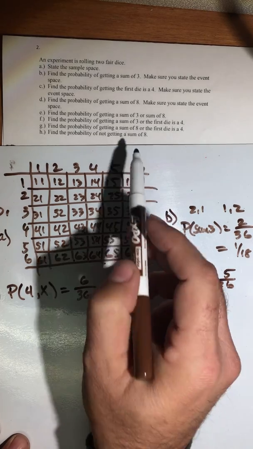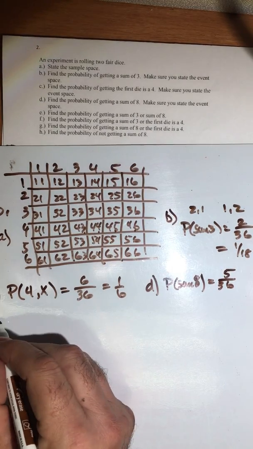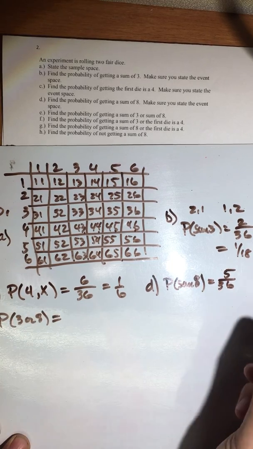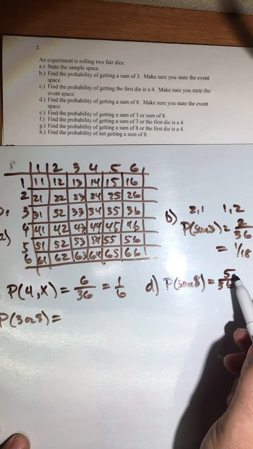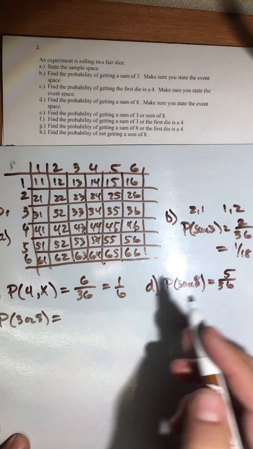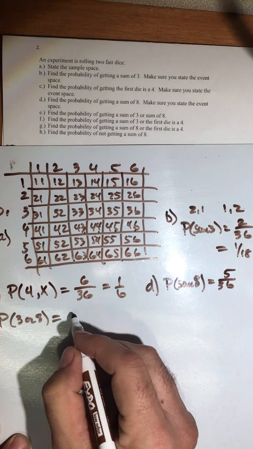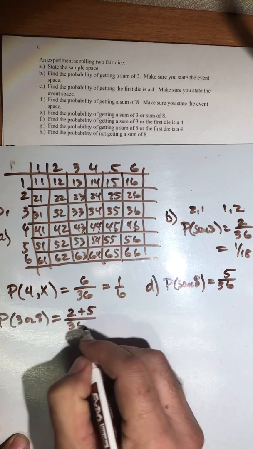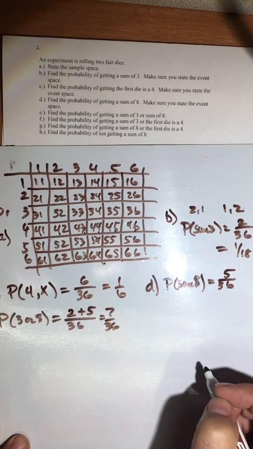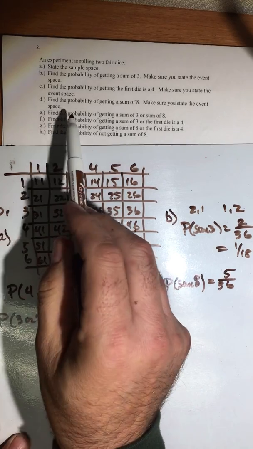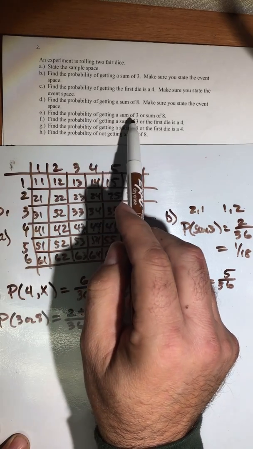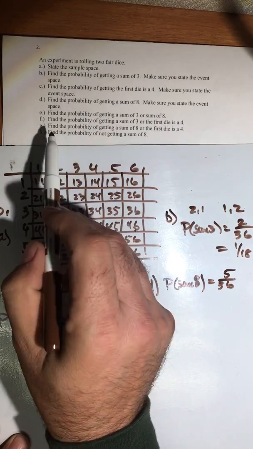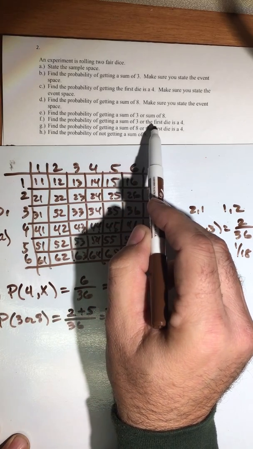For E, find the probability of getting the sum of a 3 or the sum of an 8. Probability of a 3 or an 8 for the sum. Okay, well, there's 5 ways to make the 8. There's 2 ways to make the 3. So the probability of the 3 or the 8 would be the 2 ways plus the 5 ways out of 36, which is 7 out of 36. So there's E.